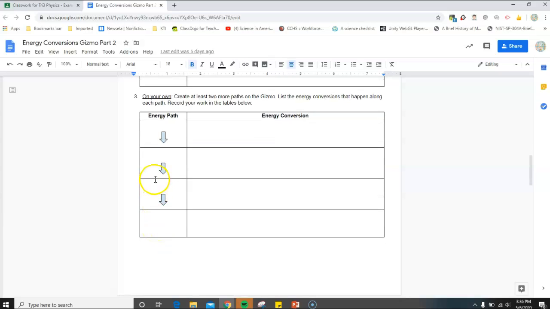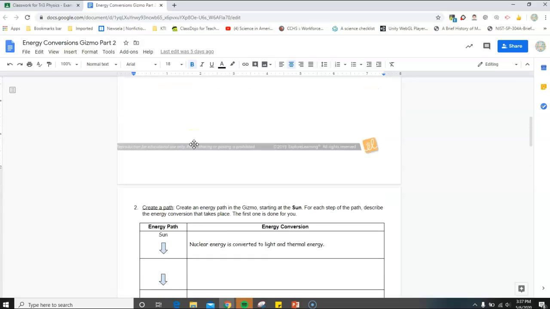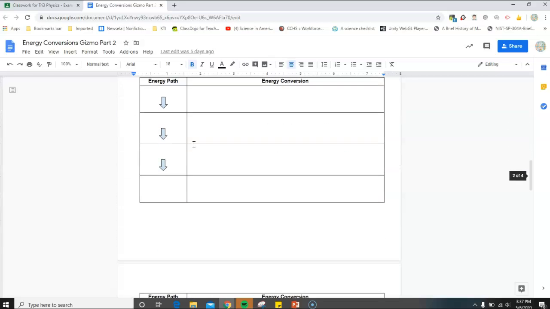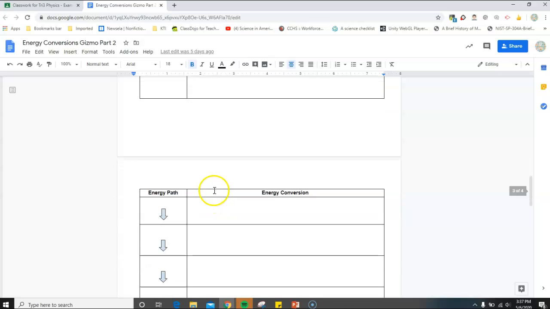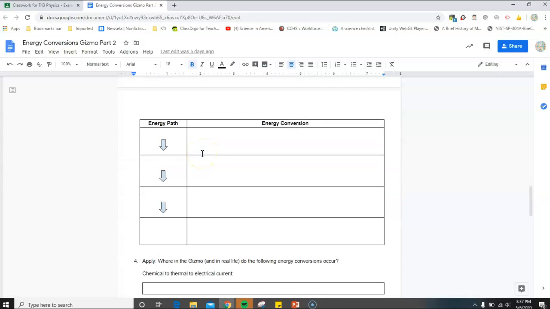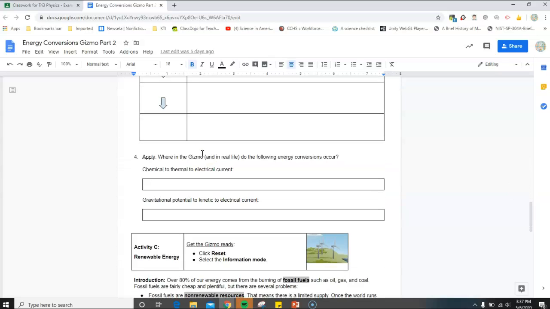For number 3, you're asked to create 2 more pathways on your own. So up here, you were told exactly what to do. Down here, you get to choose the energy pathway that you create and document it the same way as you did in number 2. So there's your first one, and then there'll be your second one. Okay. And then number 4, you apply what you've learned.